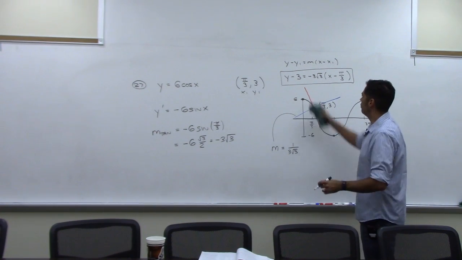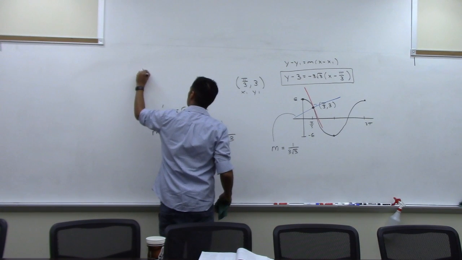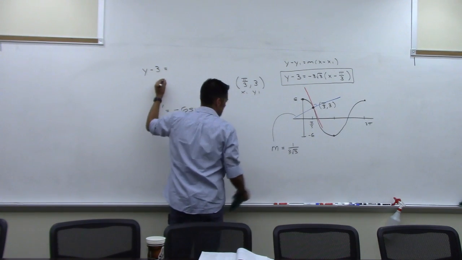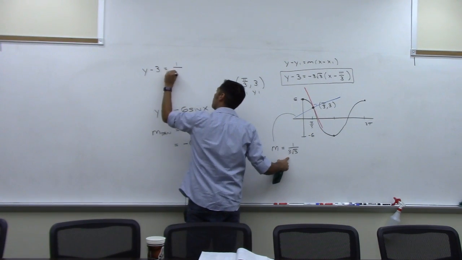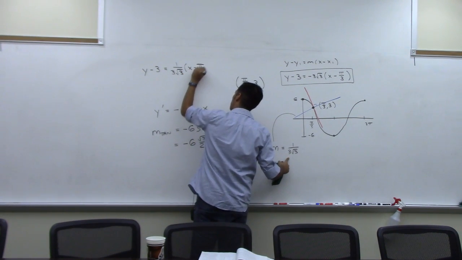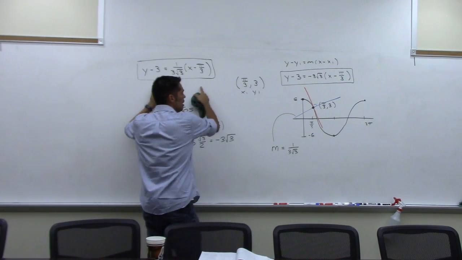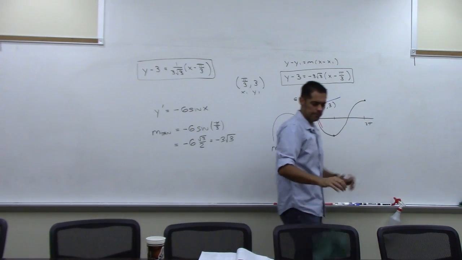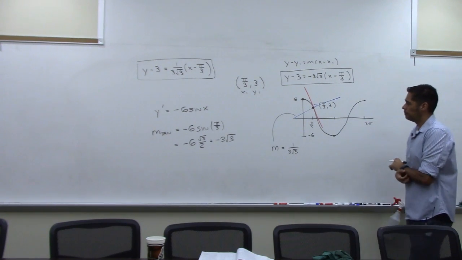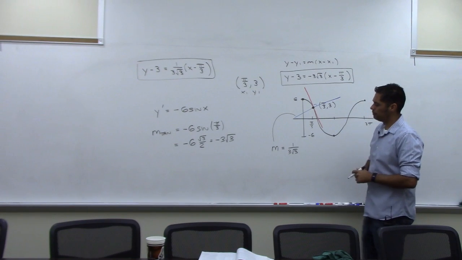Then all you have to do is do that equation again. So you have y minus, same y1, so y minus 3 equals this slope instead, and then x minus pi over 3. There you go. That's it. That's the equation of the normal line. This is the equation of the tangent line. Normal line there, tangent line here.